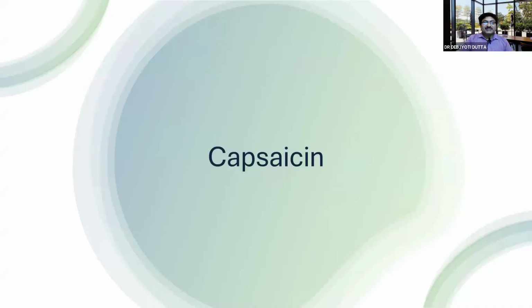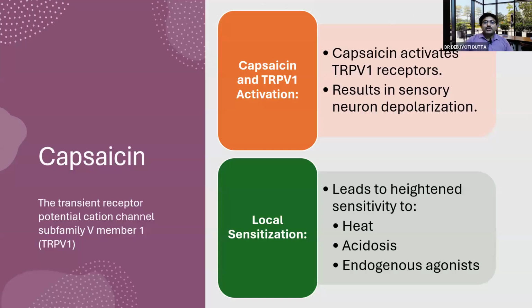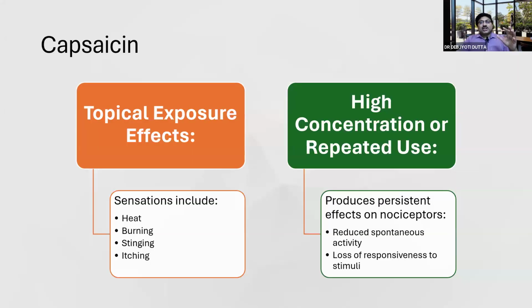Coming to capsaicin, it's a newer drug that is used on TRPV1 activation. TRPV1 is a type of receptor known as the transient receptor potential cation channel subfamily V member 1. When it is activated, initially it causes heat, some acidosis, and the endogenous agonist increases the sensitivity. But when it is used for a longer duration, if you put the capsaicin on, first it will cause heat, burning, stinging, itching, but keep it there. After some time you will feel analgesia, and this area becomes less responsive to stimuli.